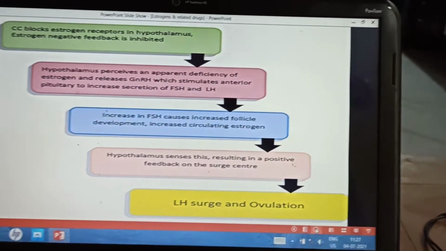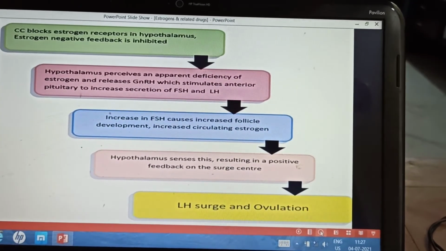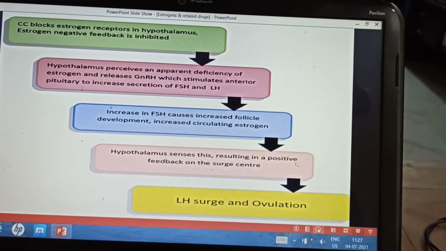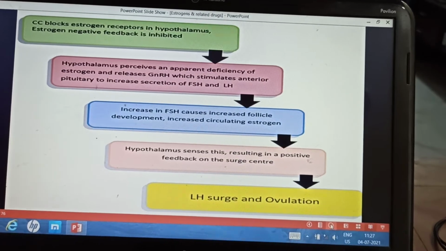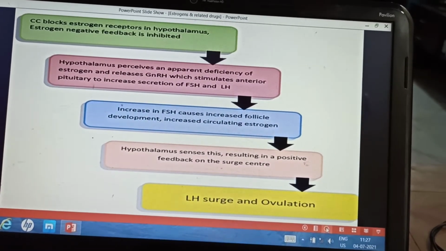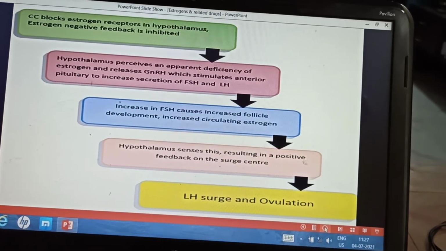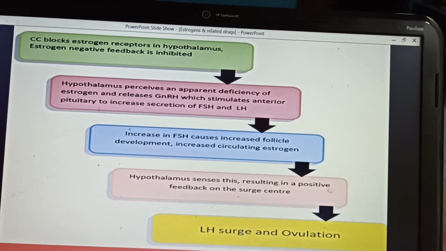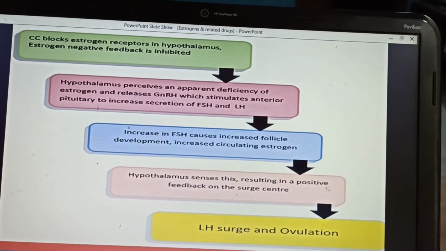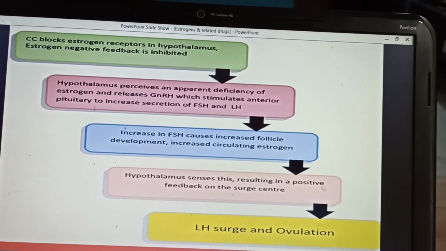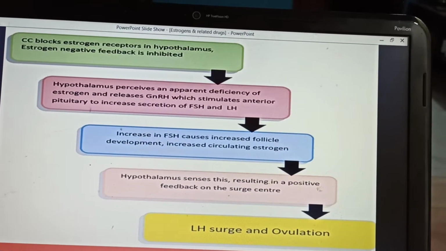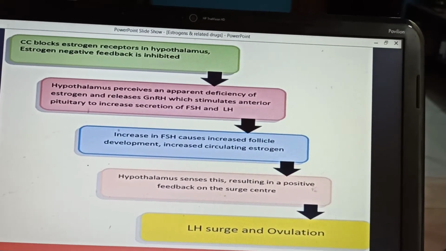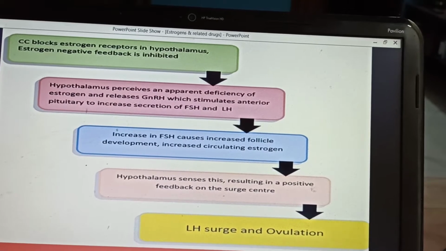So in this slide you can see that clomiphene citrate blocks the estrogen receptors in the hypothalamus. Estrogen negative feedback mechanism is inhibited. So what happens after this? Hypothalamus perceives an apparent deficiency of the estrogen and releases gonadotropin releasing hormone, which stimulates the anterior pituitary to increase secretion of the FSH and LH. Because there is no negative feedback mechanism, the hypothalamus perceives that there is a deficiency of estrogen.